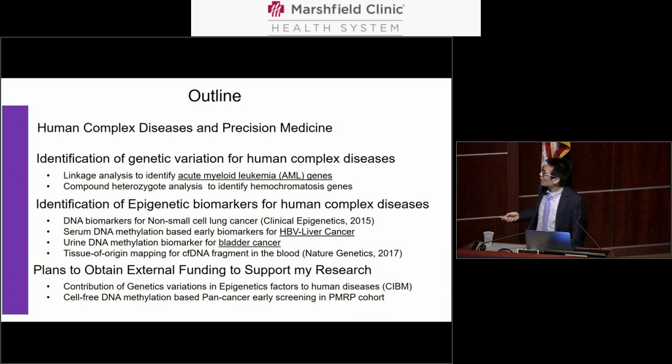In the last section, I will give some plans for how to obtain external funding to support my independent research. I will introduce 2 projects. One project is the contribution of genetic variants in epigenetic factors to human disease. And another one is cell-free DNA methylation-based pan-cancer early diagnosis.